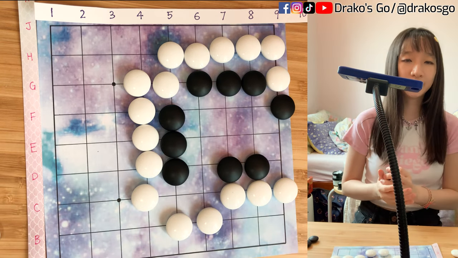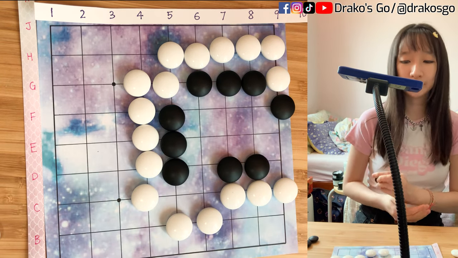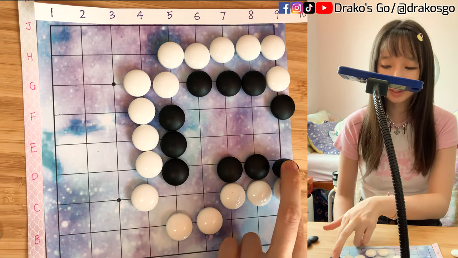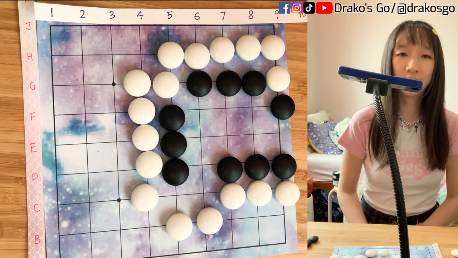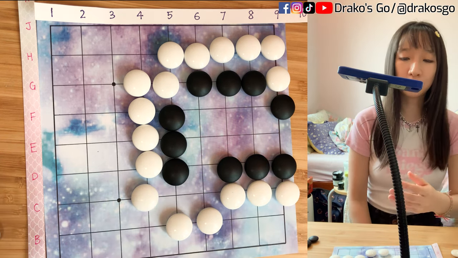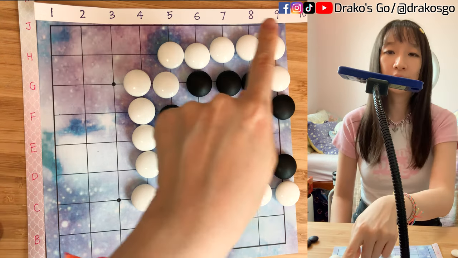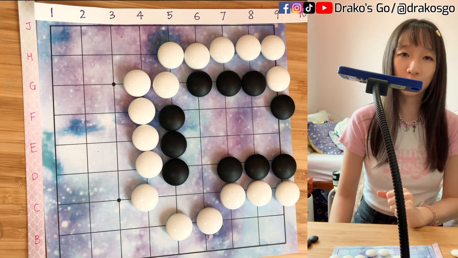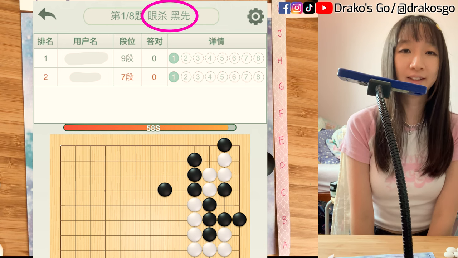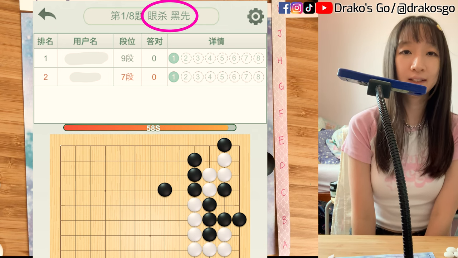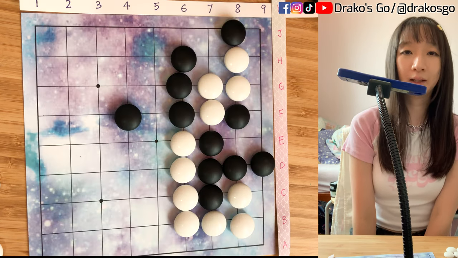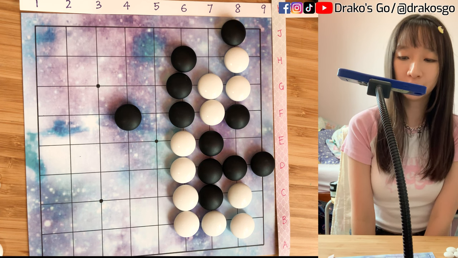So if you can read the term 扩大眼位, you will likely know that the answer is here, to expand your eye space. If you have any more questions on any variations, you can use the coordinates to ask in the comments. So this question is 眼杀, 黑先. 黑先 means black goes first. I'll give you some time to think about the answer.